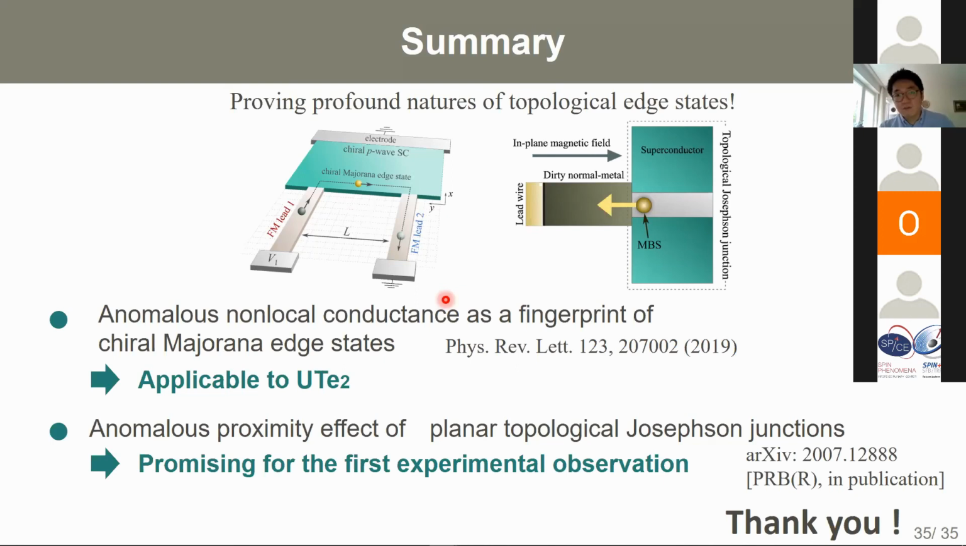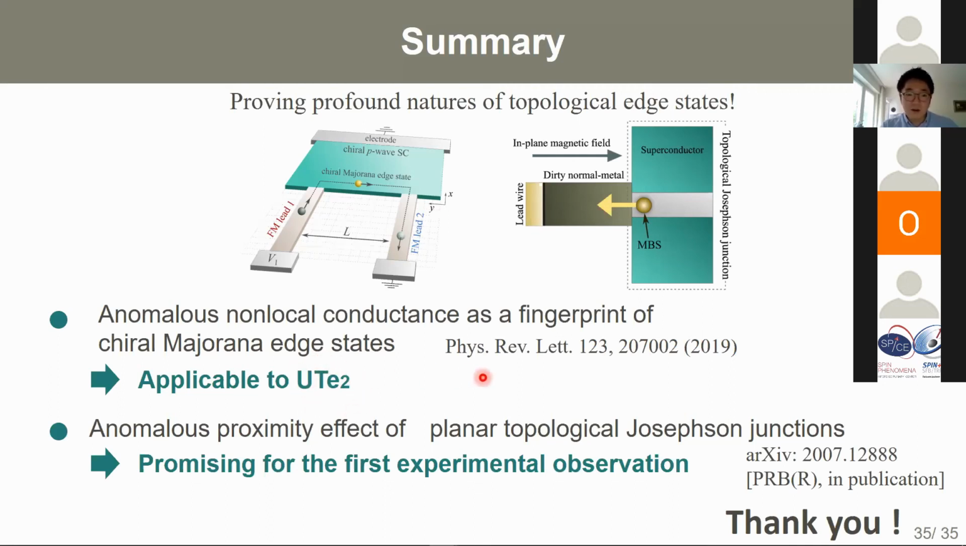But by developing our theory or generalizing straightforwardly, we can use our strategy to see the chiral edge states in uranium telluride. Uranium telluride is nowadays believed to exhibit chiral p-wave superconductivity, but it is non-unitary. So we can use our strategy to test, demonstrate, and prove the chiral edge states in this material.